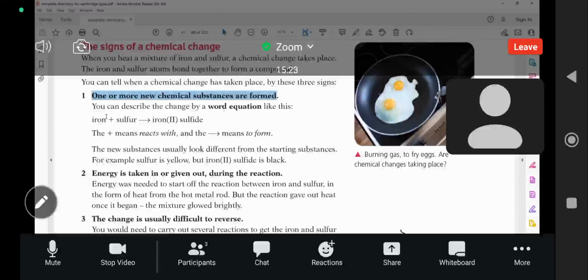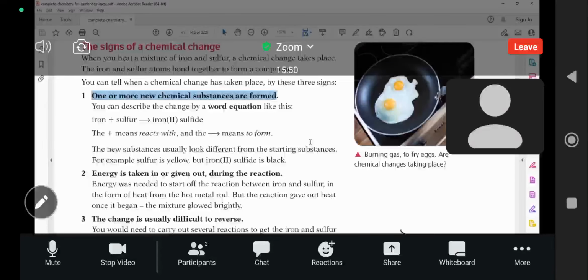You can describe the change by a word equation. I already taught you word equation. So iron plus sulfur gives iron sulfide. This is called a word equation, and this is called a symbol equation. It is not mentioned in your book, but you can write it.